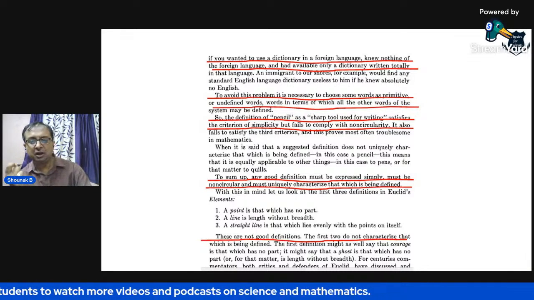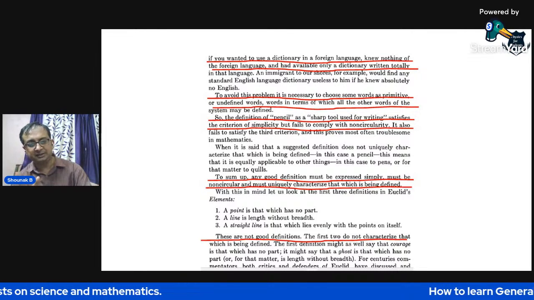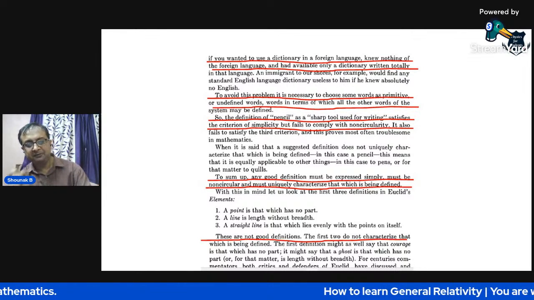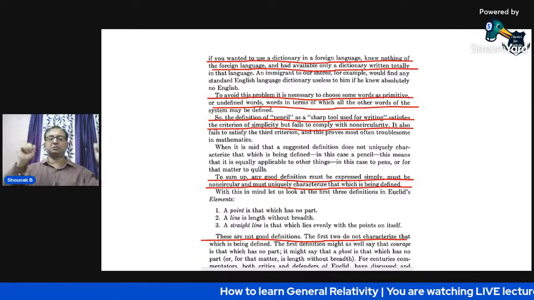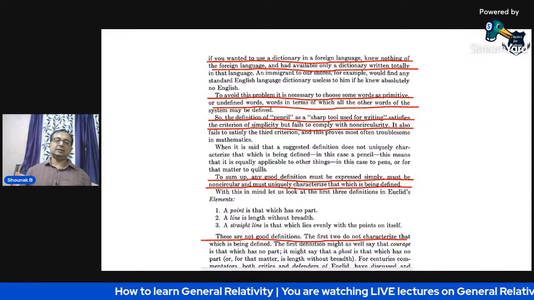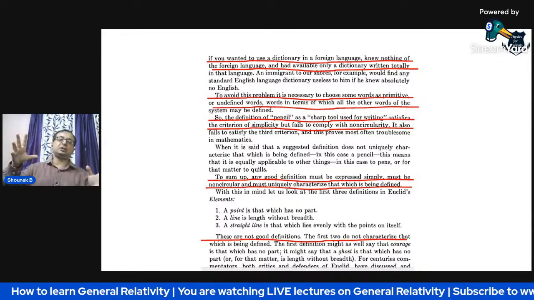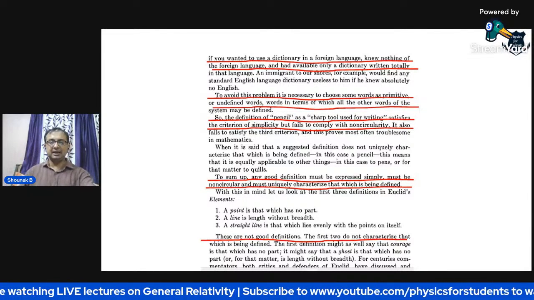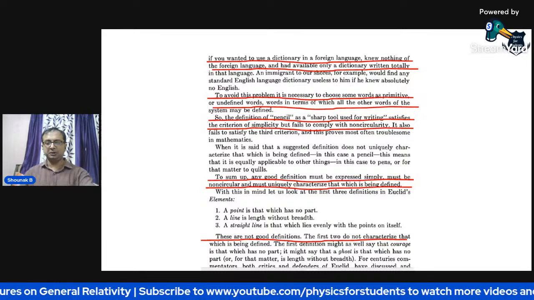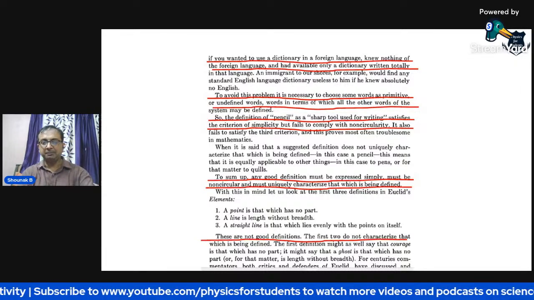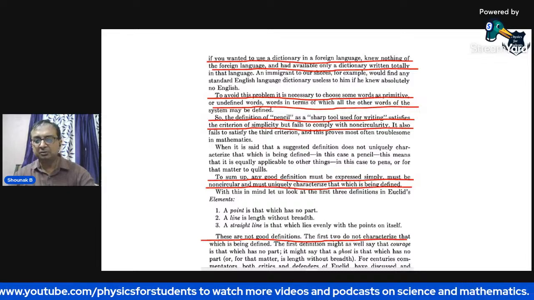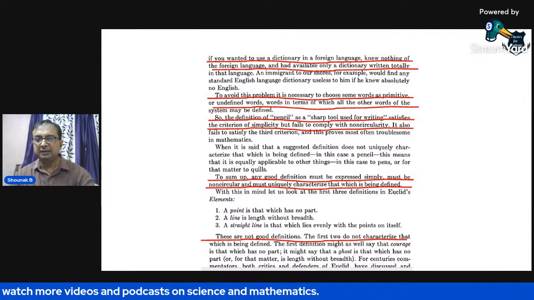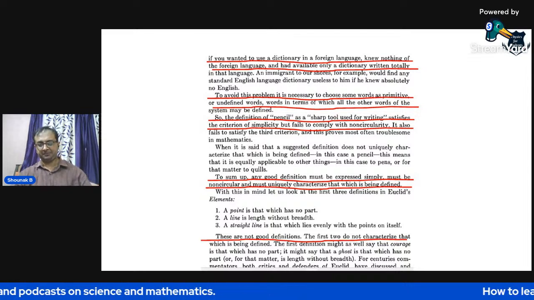So the definition of pencil as a sharp tool used for writing satisfies the criterion of simplicity but fails to comply with non-circularity. What does failing to comply with non-circularity mean? It is becoming circular. And finally, to sum up, any good definition must be expressed simply, must be non-circular, and must uniquely characterize what is being defined. That means I will be able to define what that is.